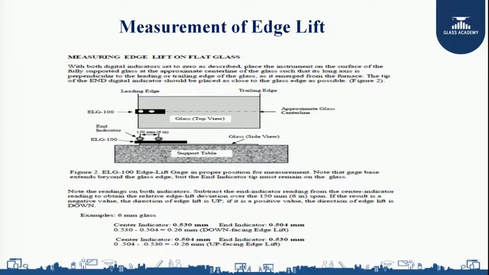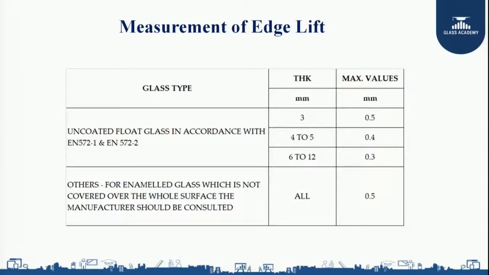I am getting the edge lift on the downside. Similarly, if my center indicator is 0.504 and the end indicator is 0.530, when I subtract the center indicator minus the end indicator and get a negative value, that indicates my edge lift is on the top surface. You can see the edge lift values as per the tolerances or the standards.